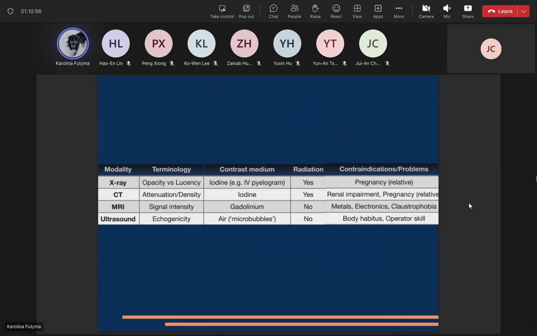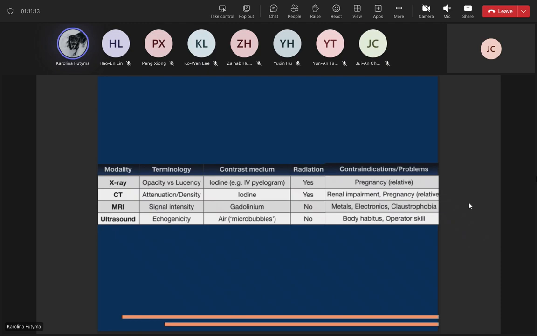MRI, as we mentioned before, we have intensity of the signal to describe the different areas. So hyper or hypo-intense areas we can have. Contrast medium is a gadolinium. We are not using the radiation, and some metal electronics, and of course claustrophobia can cause some problems.